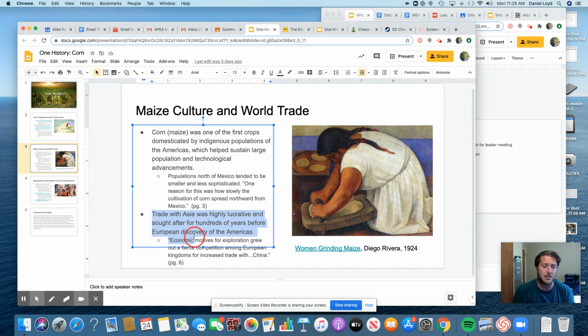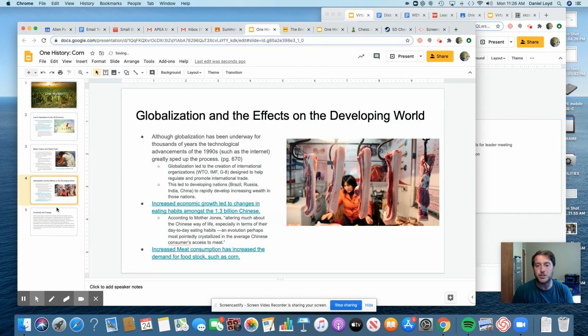The other thing I talked about besides the other part of this story isn't just corn. It also has to do with world trade. Trade with Asia was a highly lucrative business that people have been seeking after for thousands of years. That is one of the main economic motives for exploration: trying to find access to China to get goods from China, like we talked about silk and spices, but also to bring European goods there, which is what we're kind of talking about today. It's the fact that there are a lot of people in China, which makes it a highly desirable market.